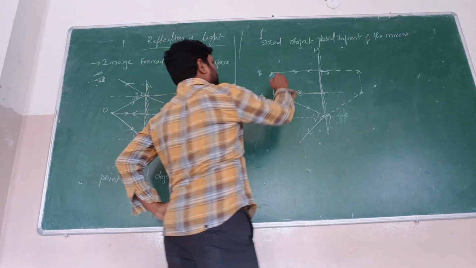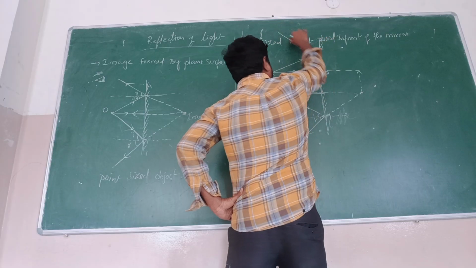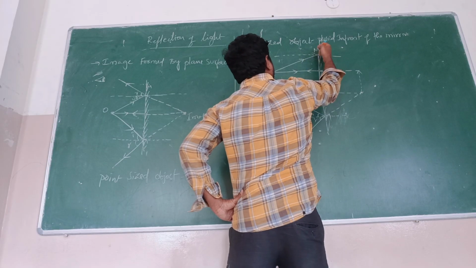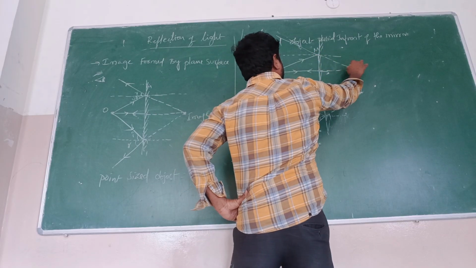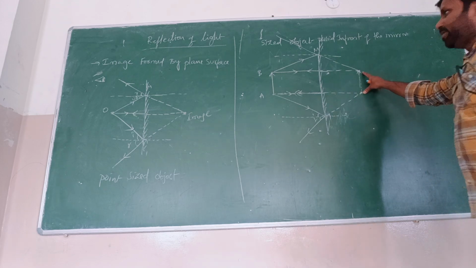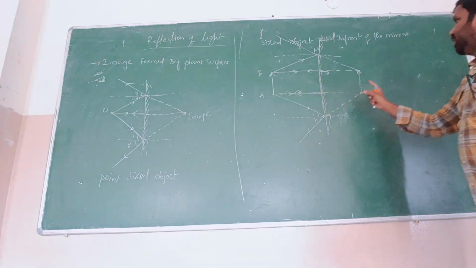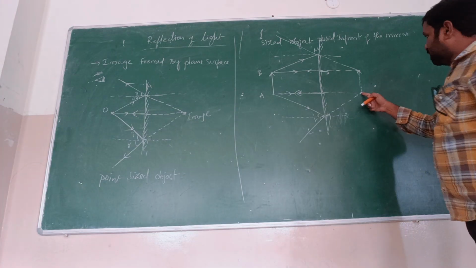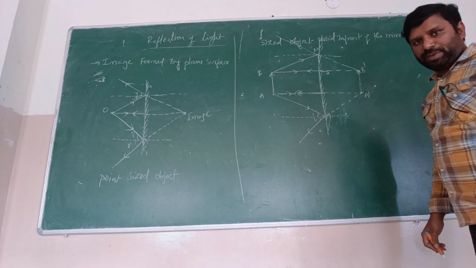Next, another light ray is incident here and is reflected from here. Draw the normal, and extending the reflected ray, it will intersect. So this is the size of the object. How much size is there? The same size of image we can see in the mirror. So it is A dash and B dash.